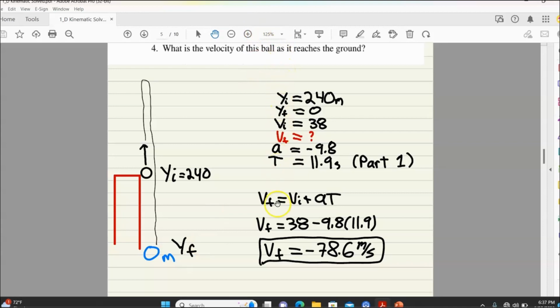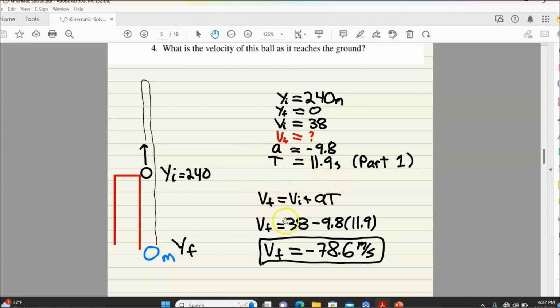Now, we want to fill in the information. Y initial is 240 meters. Y final is 0. V initial is 38 meters per second. V final is unknown, and it's in red because that's what the question wants us to find. It wants us to find the velocity at this location. Acceleration is always negative 9.8 meters per second squared in the y direction. And from part 1, we found that the time to go from here to the ground is 11.9 seconds.